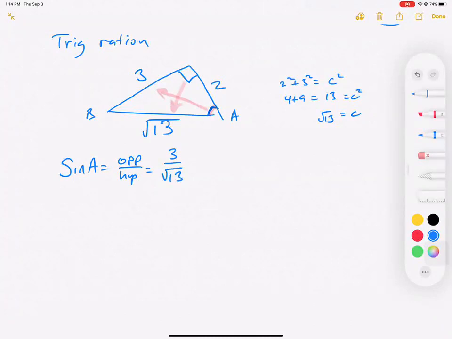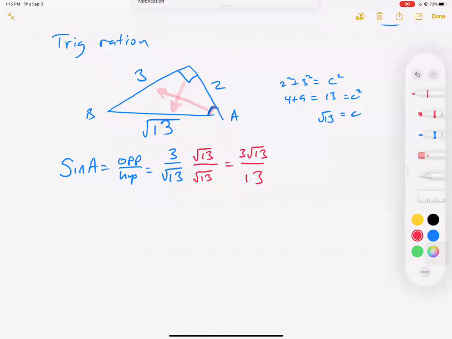To continue this, I don't like leaving square roots on the bottom. So I'm going to multiply this by square root of 13 to get rid of the square root. A square root of 13 times a square root of 13 is just 13 on the bottom. But you can't just change the bottom, you have to change the top. And that leads us to 3 square root of 13 over 13.